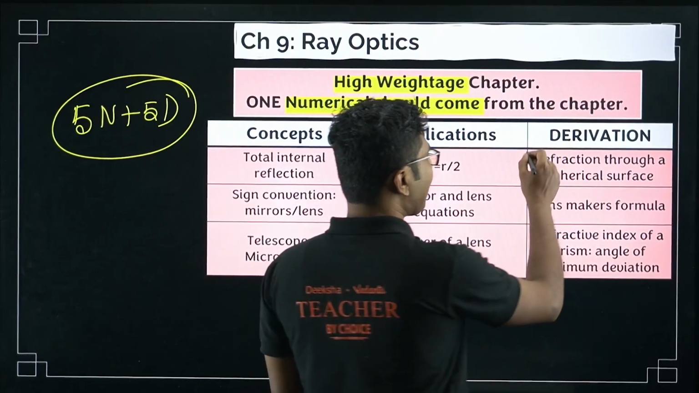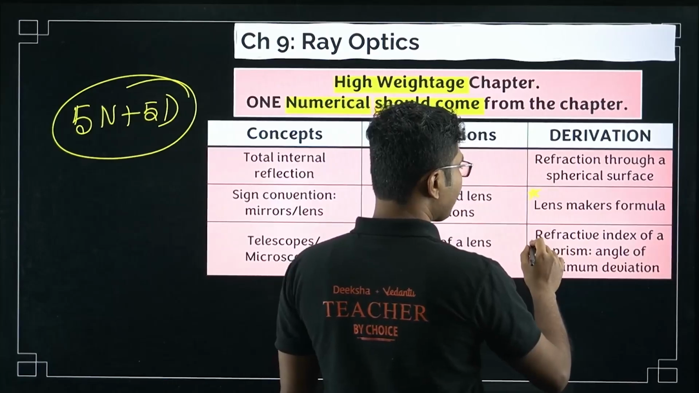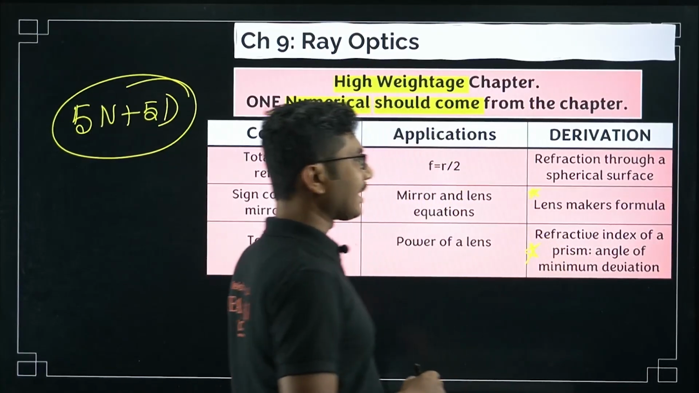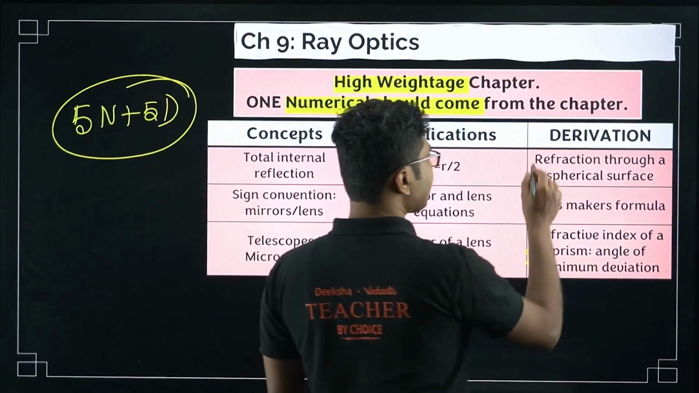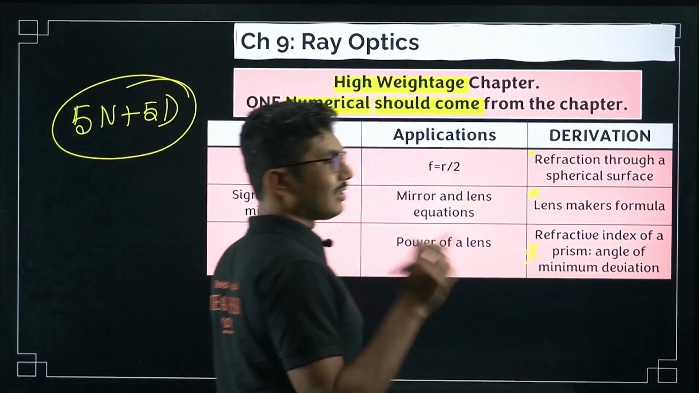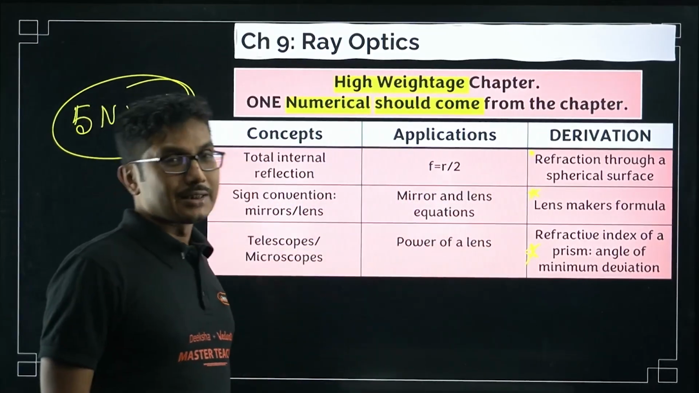Now I did that in the past, but right now I think lens maker's equation is the most important from this chapter, and then the refractive index of a prism, angle of minimum deviation. These two are very, very important derivations. This is also less important, but if you get time, you can study that as well.